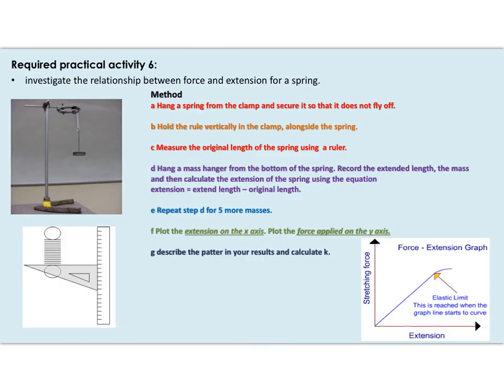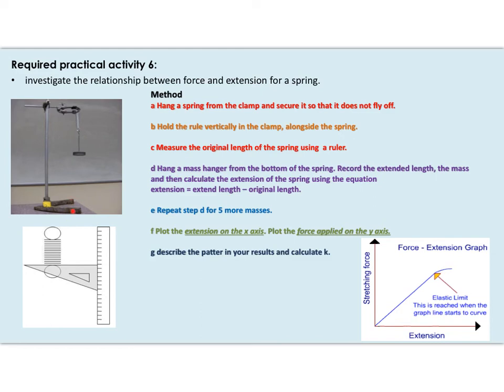Okay, so we can continue with extension now for our required practical activity number 6, and in this practical activity you're asked to investigate the relationship between force and extension for a spring. We're just going to run through the method of how you could do this. So you can see the diagram over here. You've got the clamp stand and the spring and the mass, and basically you hang a spring from the clamp and secure it so it does not come off.